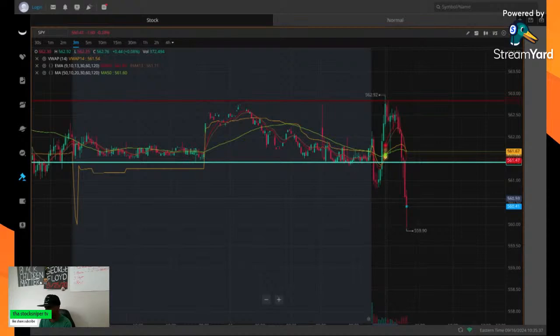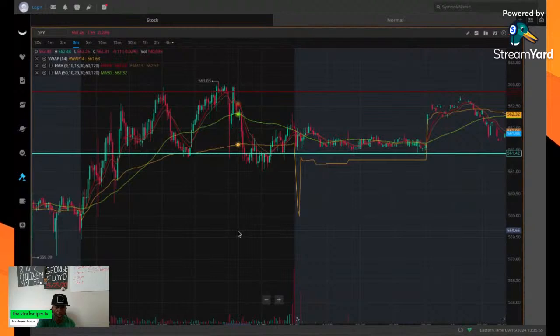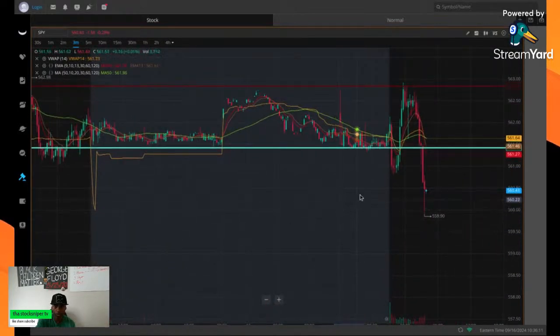Y'all watched it. You know what I'm saying? If you didn't see how I did that, you got to rewind it. I set up my resistance and my support from the beginning, as we see in previous days. This was Friday, and it bounced up in here all Friday. Resistance, support. Resistance, support. We don't want to buy in the middle. Support, resistance, support. Right? Resistance.